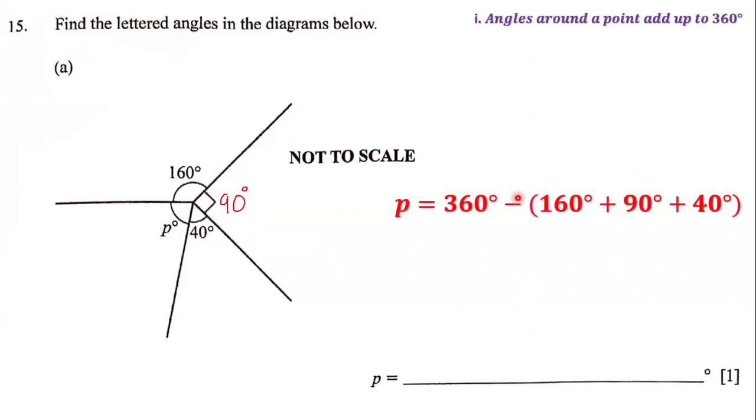And so that's what we're going to do. We say 160 plus 90 plus 40. And when we add them, we get 290. So we say 360 minus 290. And when we subtract, we get 70. So the answer here is definitely 70.